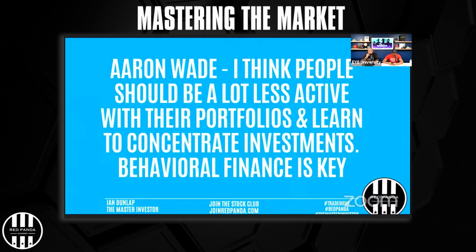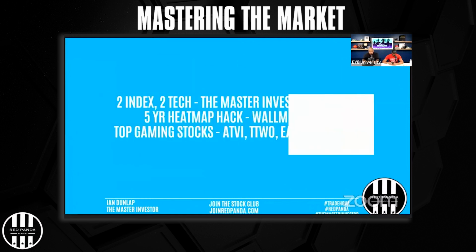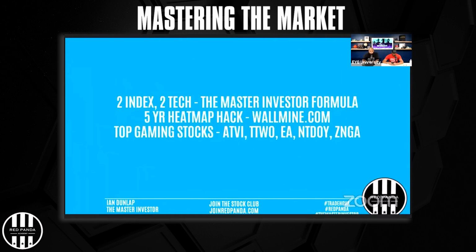Aaron Wade says, I think people should take a lot less active time and position with the portfolio and learn to concentrate their investments. Behavioral finance is key. I agree 1,000%. And the tough part is, once you only focus on 4 to 6, you realize there isn't anything to do but to add to them, to put more money into them and get more shares. The real secret is the people that are able to do less, that are able to master 4 to 5 assets, 6 maximum in the portfolio. They're going to do the best if they keep pouring money into them. 2 tech, 2 index is my master investor formula.